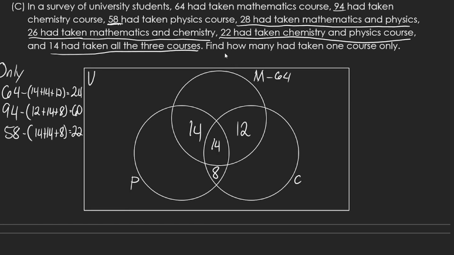Now we can answer those who had taken one course only. We have those 24 in mathematics, 60 in chemistry, and 22 in physics. Add all of them up, and we will have 106 students who are taking one course only. Remember, in Venn diagrams, always go from the center going out. That's it. End.